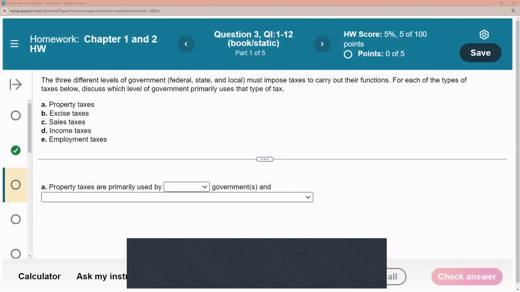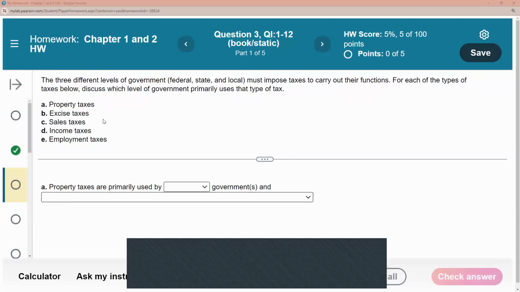All right, so this brings us to our next question. Here it asks, for each of the types of taxes below, discuss which level of government primarily uses that type of tax. The three different levels of government, federal, state, and local, must impose taxes to carry out their functions. So we have property taxes, excise taxes, sales taxes, income taxes, as well as employment taxes.